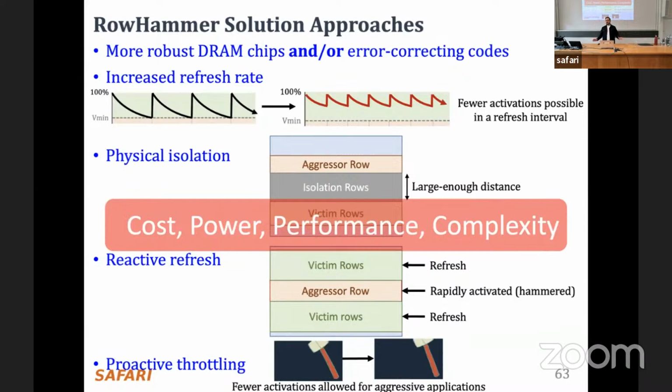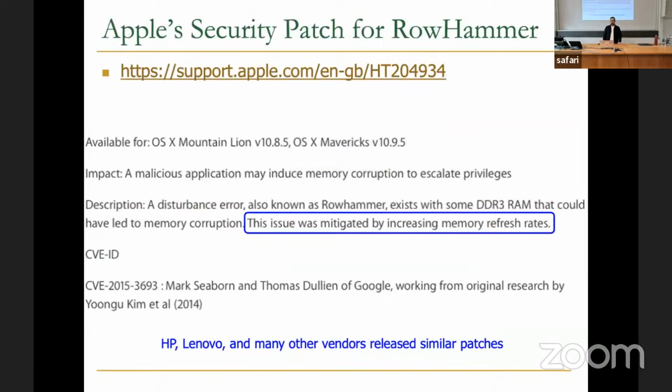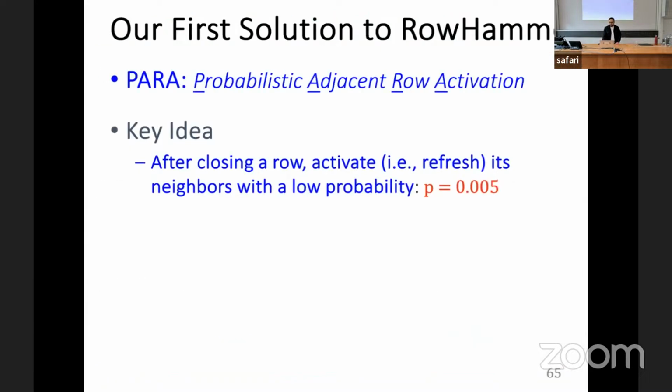Of course, all these methods have their own cost, power, performance, and complexity. It's a huge trade-off space. You need to find your solution based on the trade-off across all these. So following our 2014 paper, Apple released a security patch that essentially increases the refresh rate, because that's pretty much what you can do in the devices that you already shipped. And I guess Lenovo also had some security update, but I don't have the slide for that here.